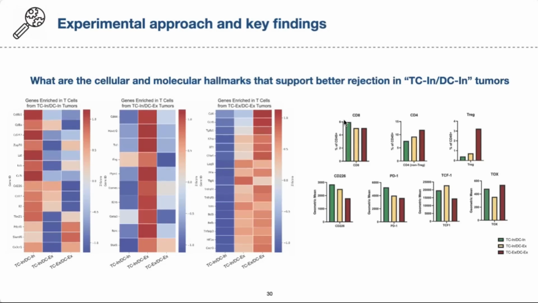When we then specifically look at CD8 T cells, we can see some signals of this sort of better effector CD8 with high CD226, high PD1, suggesting these are activated, and an intermediate TCF1 and TOX with both expressed, in contrast to our T cell excluded, dendritic cell excluded population, where we see really low TCF1 and high TOX, suggesting a less functional or more terminally differentiated CD8 effector.